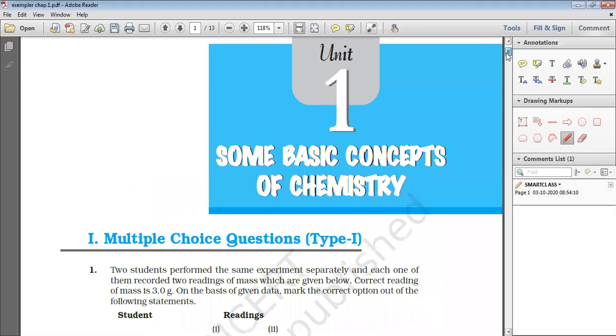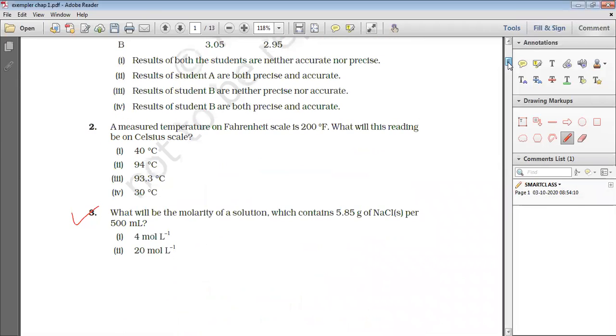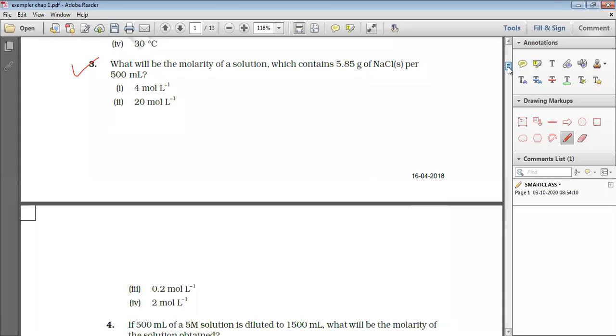Now you can see that the first two, three questions are out of syllabus. So let us start with the third question. What will be the molarity of a solution which contains 5.85 gram of NaCl per 500 ml? Now this is the question that we have, my dear students.